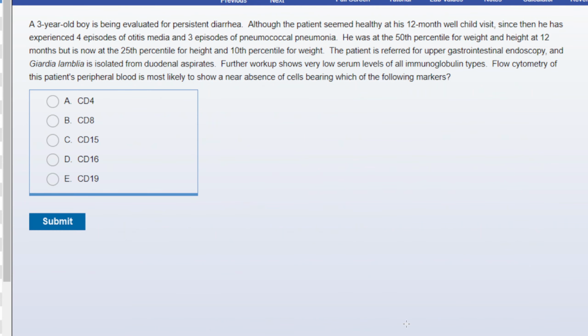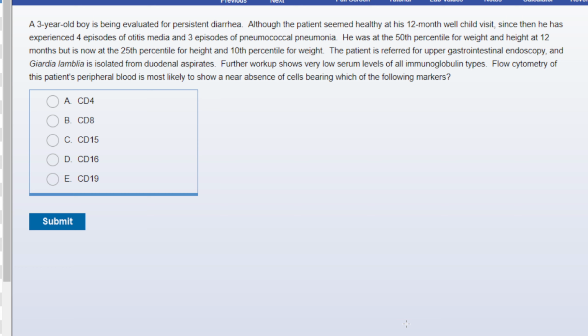Another question: a 3-year-old boy is being evaluated for persistent diarrhea. Though the patient seemed healthy at his 12-month well child visit, he has since experienced 4 episodes of otitis media and 3 episodes of pneumococcal pneumonia. He was at the 50th percentile for weight and height at 12 months, but now he's at the 25th percentile for height and 10th percentile for weight. So he's underdeveloping now. He was okay, but now he's going down.